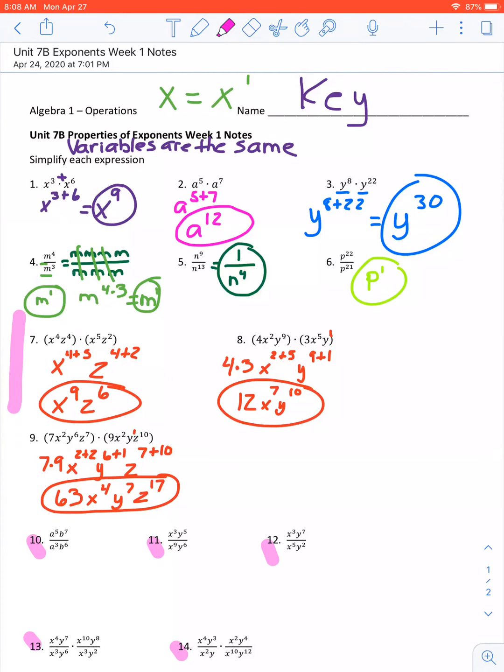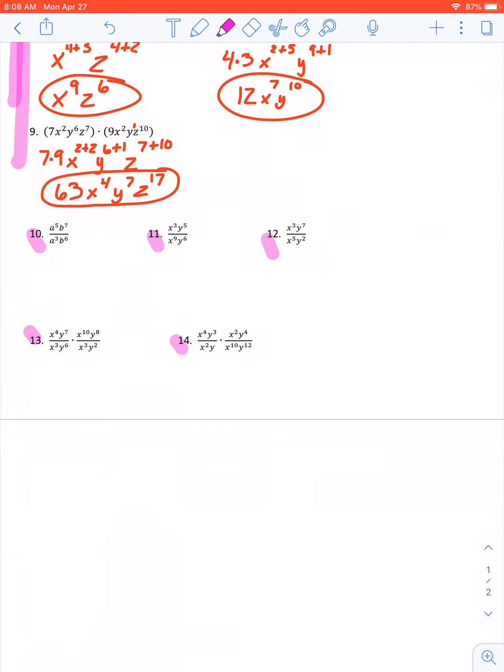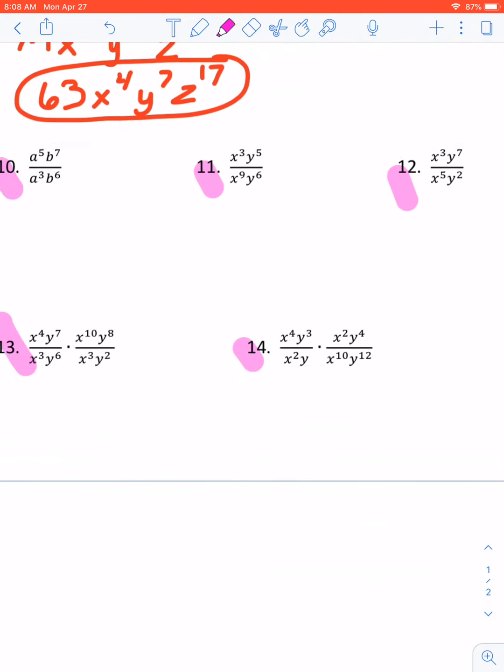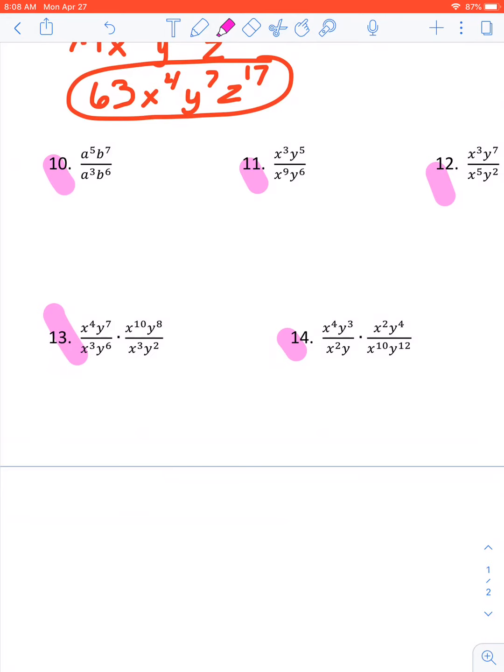So let's look at those problems. So, number 10. That's very, very similar to kind of what we did the other day. The only difference is now I have 2 variables. Well, like the same thing all week, in order to do anything with the variables, they have to be the same variable or you can't mess with the exponents.